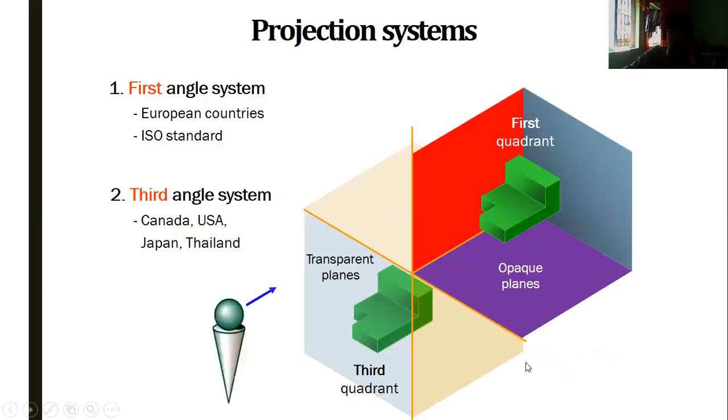Okay. Now let's talk about the projection. There are two types of projection we generally refer to: first angle projection and third angle projection. European countries mainly prefer first angle projection. We Indians also generally prefer first angle projection. And USA, Canada, and Japan use third angle projection. For knowing the international market, we have to know both projection systems.